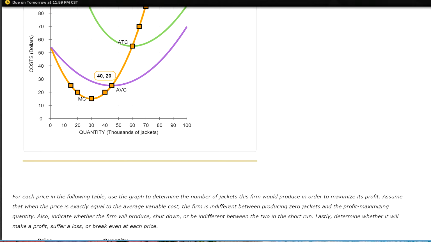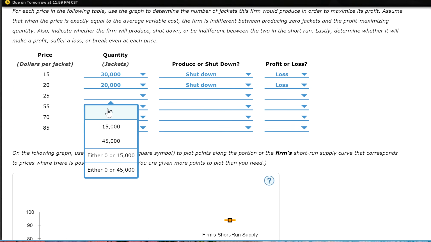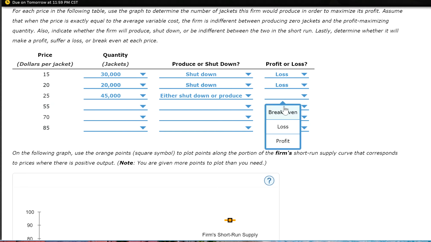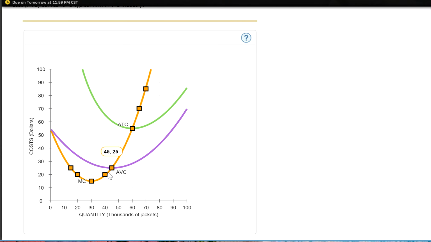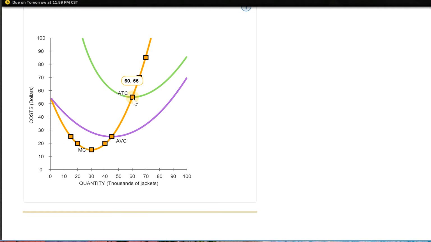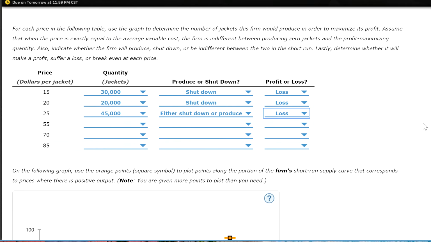At 25, we're at this point, just intersecting with average variable cost. So that's 45,000 units, and we are indifferent: either shut down or produce. This one, we're still losing money, because you have to compare it to your average total cost. Even though you're breaking even on the average variable cost, compared to your total cost you are still losing money. And at 55 will be this point over here, so that's 60,000 units.